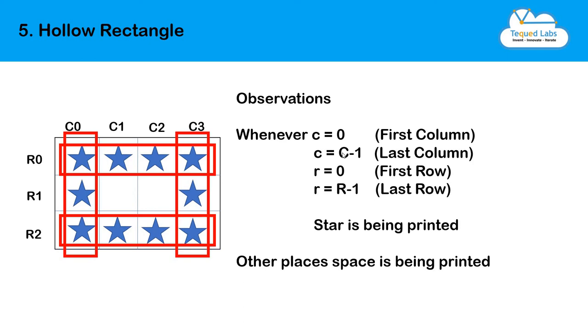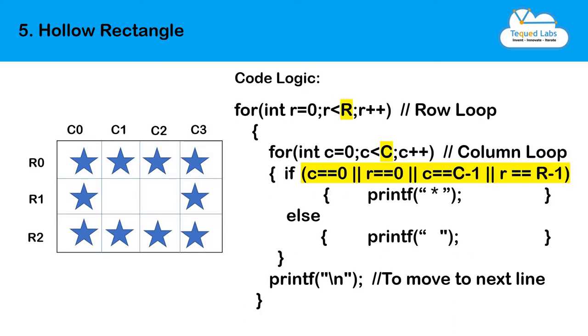So C is the number of columns that the user has entered, and capital R is the number of rows that the user has entered. So these are the 4 conditions when we have to print stars. For all other conditions, we have to print empty space. This is a pretty simple pattern.